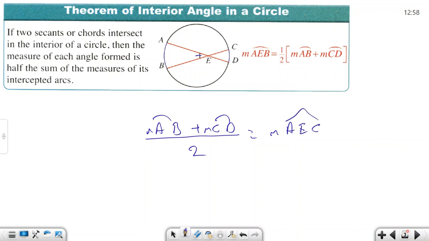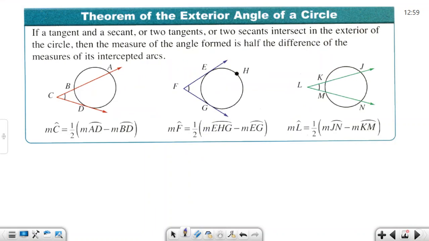Of course you can say CED, because they are vertical angles, they are congruent. So it doesn't matter which one you use, AEC or CED, no problem. They are congruent. That's the rule. Or in the books, they may not divide by 2 but multiply by 1/2, no problem, it's the same. So we add the arcs, divide by 2, and it's equal to the measure of the angle.